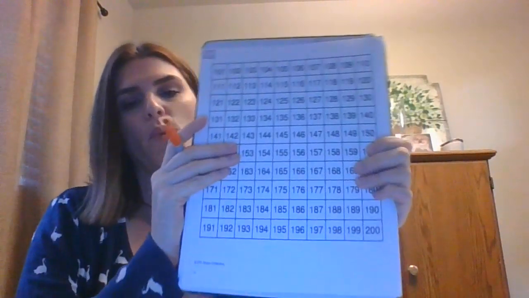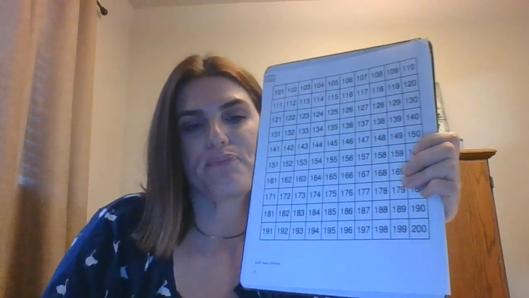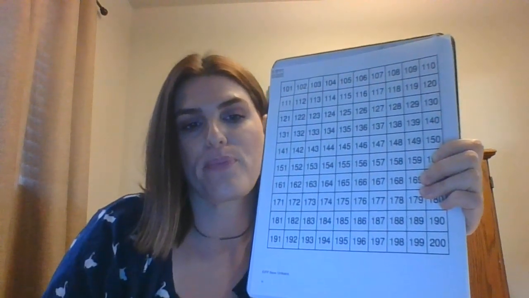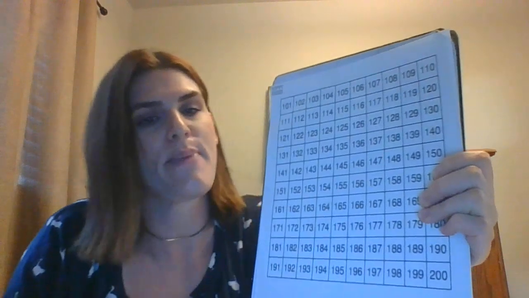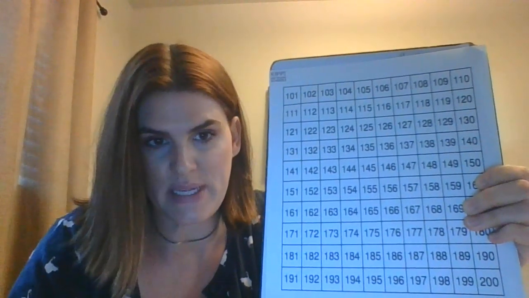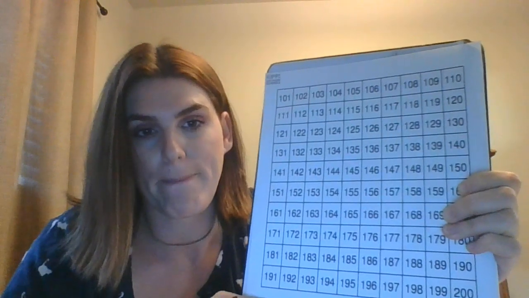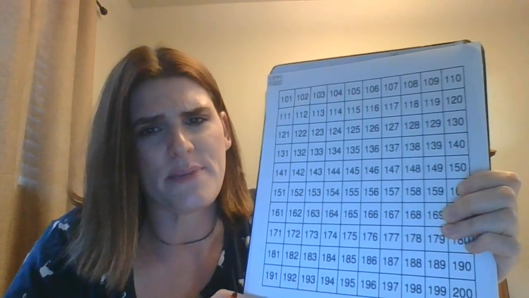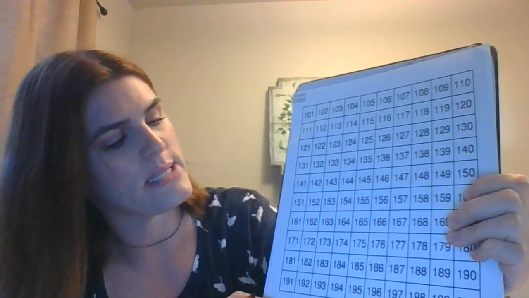Before we go on, we talked about patterns. And we talked about some patterns, how all the numbers in the rows start with the same number. I see every single number starts with a 1, so actually the same number. All the numbers in the columns have the same numbers in the ones place.